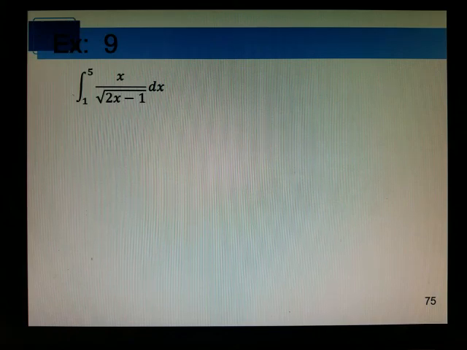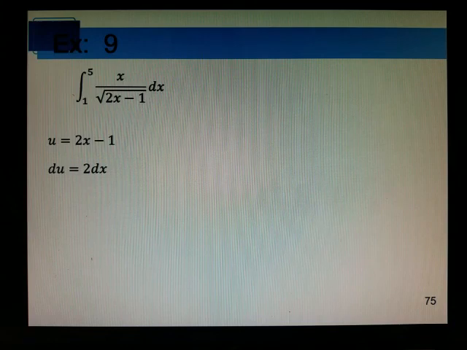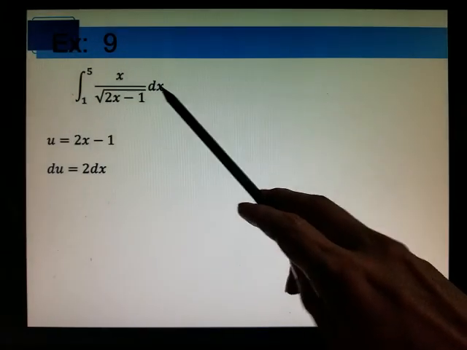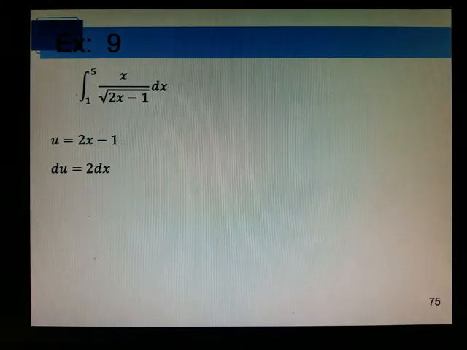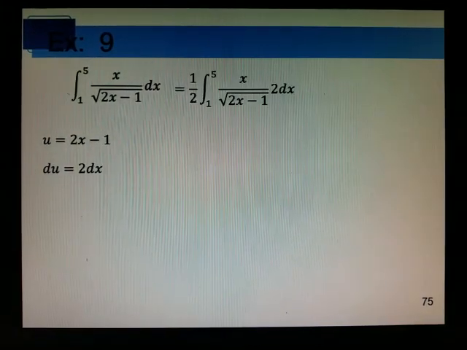All right, so one more of those complicated ones. So if I let u equal 2x minus 1, my derivative is 2 dx. So I need a 2 here, so I need a half out front. And hopefully you're noticing I'm still going to have an x there.